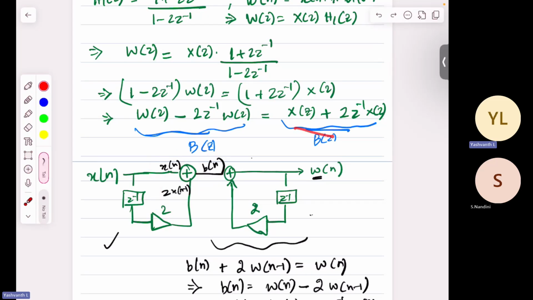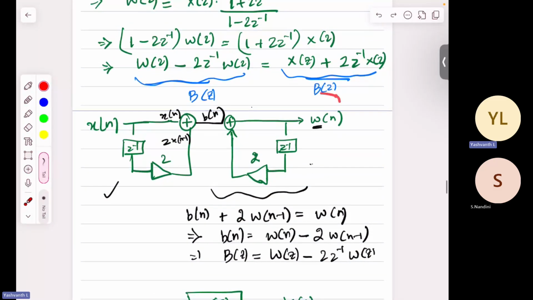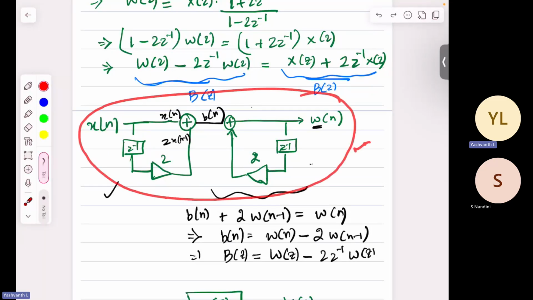And now, that should be equal to the signal you obtain from w[n] - 2w[n-1]. You have w[n], take a delayed version w[n-1], multiply by 2 to get 2w[n-1], and combine both. Whatever signal results should be your b[n], and the two should be equal. Okay, is this implementation clear?